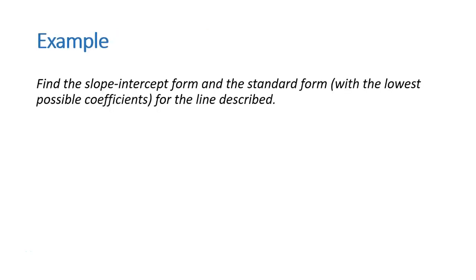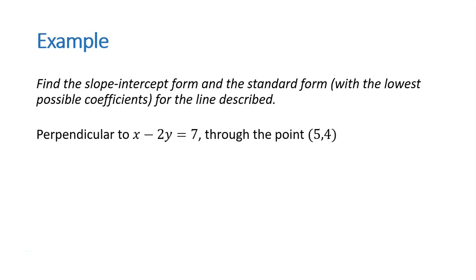Let's try one more. So again, same directions. We want to find slope-intercept form and standard form based on the information we're given. So now we're told that we want a line that's perpendicular to x minus 2y equals 7 and passing through the point 5, 4. So again, the goal is to use point slope. We've got a point, we need a slope. We're not given the slope, but we're given information about the slope. So first thing we want to do is determine the slope of what we're given and compare it to determine what's the slope we actually need.